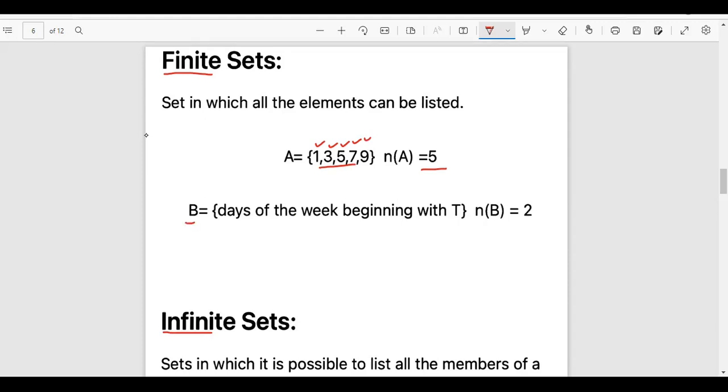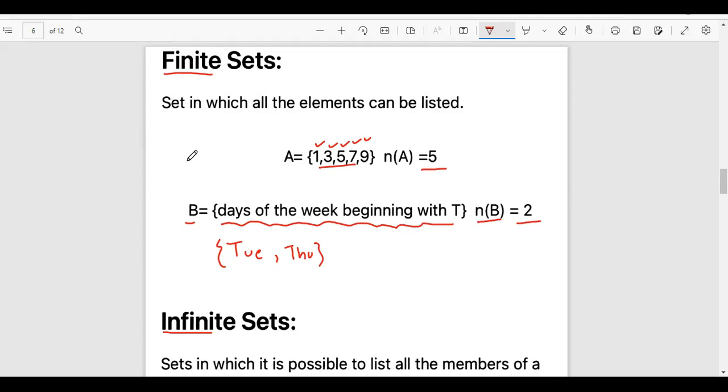B says days of the week beginning with T. Here, they did not write down the elements of the set. They have just used a description to explain. It says days of the week beginning with T. So we know it would be Tuesday and Thursday, right? These are the two elements of this set, and the number of elements in this set is 2. So these are two examples of finite sets.